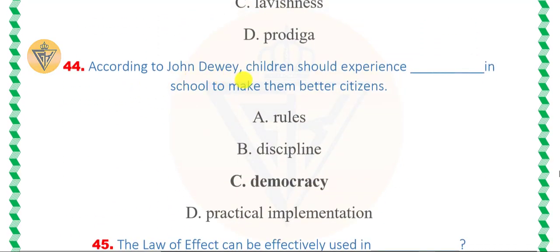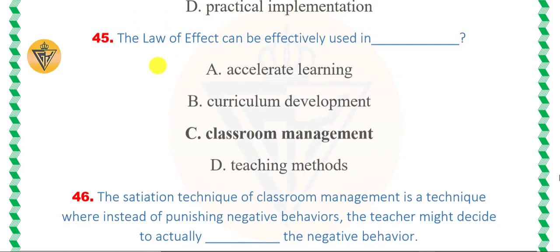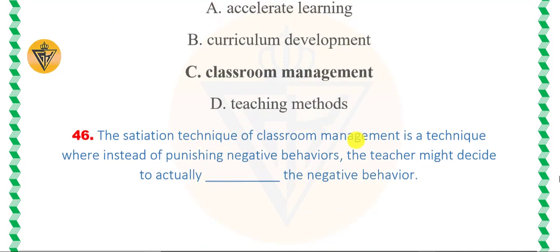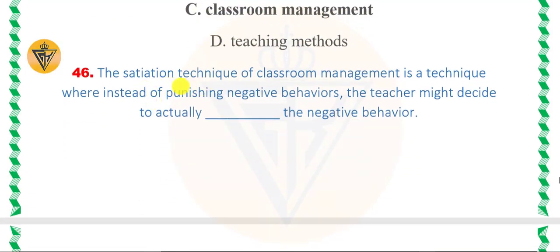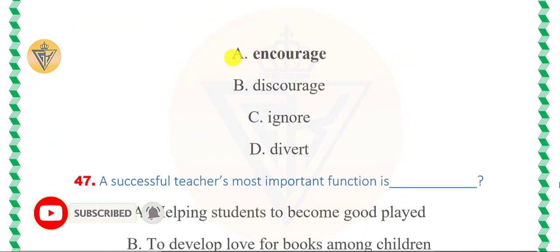According to John Dewey, children should experience dash in school to make them better citizens. Option C, democracy. The law of effect can be effectively used in dash. Option C, classroom management. The satiation technique of classroom management is a technique where instead of punishing negative behaviors, the teacher might decide to actually dash the negative behavior. Option A, encourage.